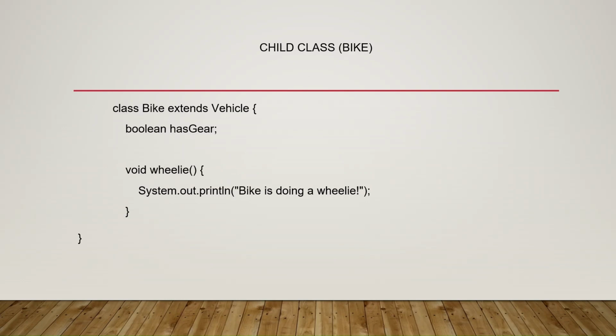Similarly, a bike also inherits properties from vehicle. So, the key takeaways are car and bike inherit brand and wheels attributes and the stop method from vehicle. They extend functionality by adding their own unique attributes and behavior, which are doors, honk, has gear, wheelie. This approach avoids code duplication and makes the system easy to maintain.